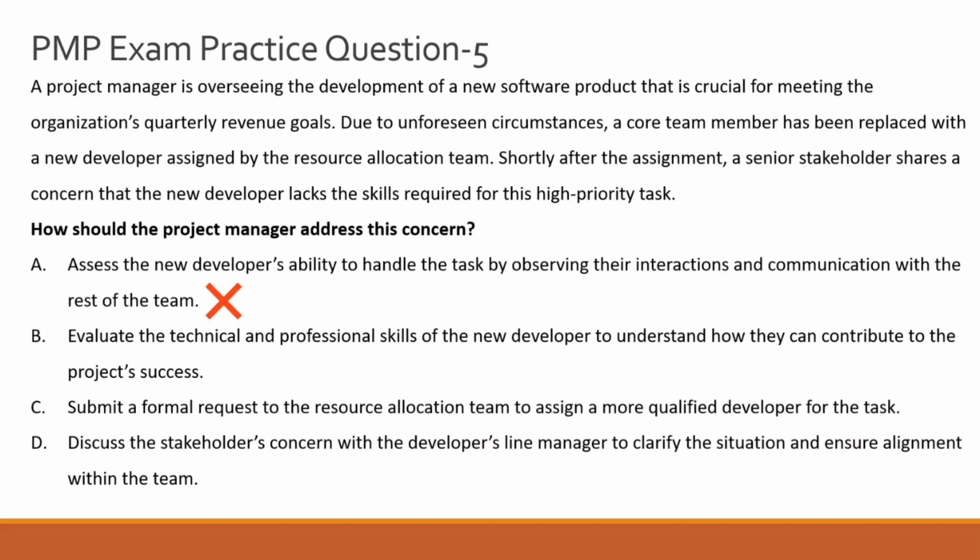Now let's look at option C, which involves submitting a formal change request to the resource allocation team to assign a more qualified developer.